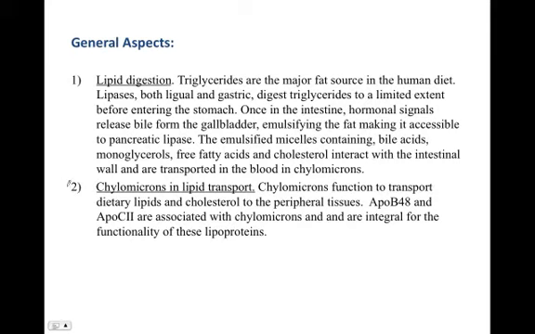The transport of fatty acids and dietary triglycerides is via chylomicrons. Chylomicrons are able to transport otherwise non-soluble lipids into particles for delivery into the peripheral tissues. Chylomicrons have associated apoproteins, ApoC2 and ApoB48, which are essential for the function of these lipoproteins.